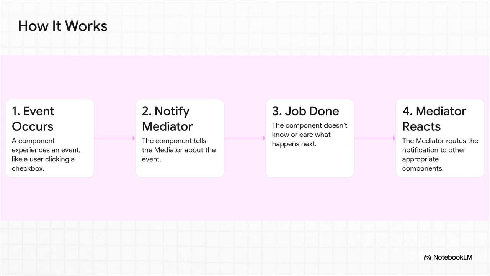3, and this is the absolute key, the checkbox has no idea what happens next. It doesn't care. Its job is totally done. And finally, step 4, the mediator gets that message and decides who else needs to know. It might look over at the submit button and say, okay, you can be enabled now.